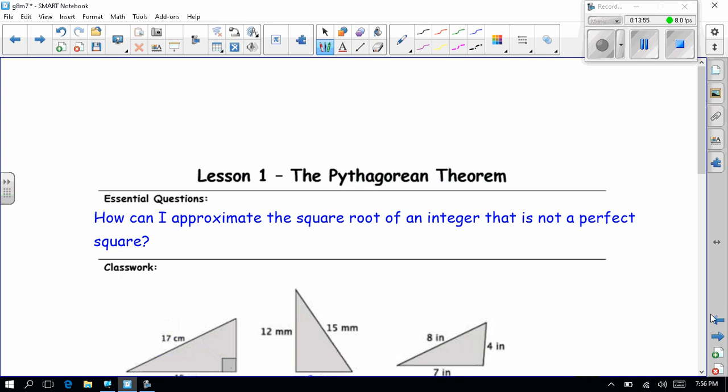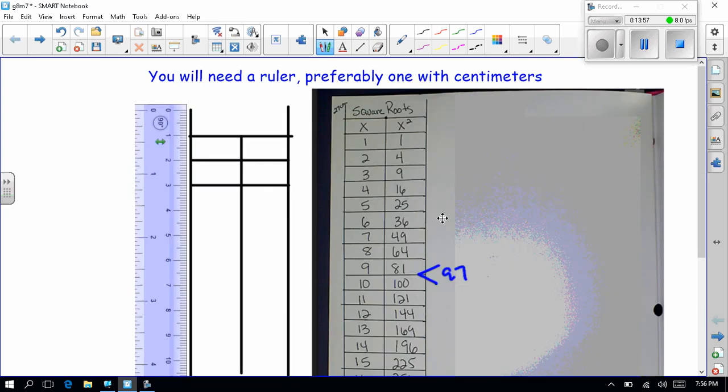oh, that is not what I meant to do. I can't believe I just erased that whole page. Okay, well, it's been a day.